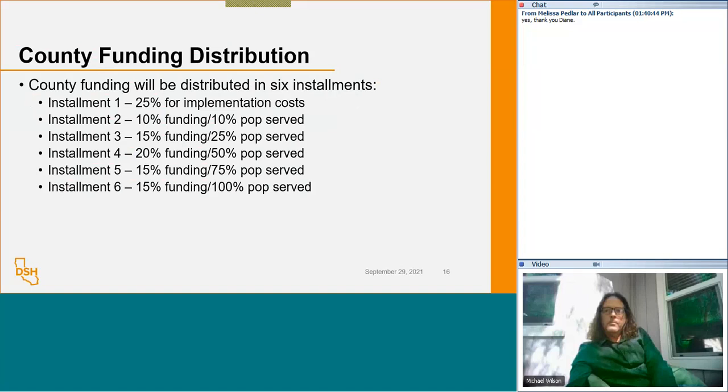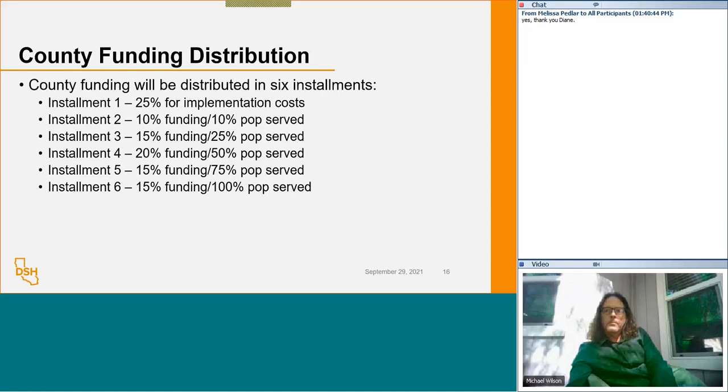To bill DSH for this particular benchmark, basically you need an executed contract, and the deliverable is having your approved program plan and budget on file with DSH. So once your contract is executed and we have approved your program plan and budget, your county can invoice us for that first 25% of funding.